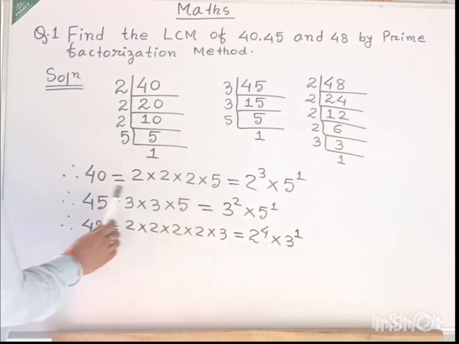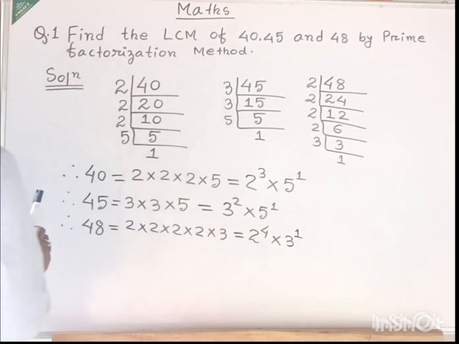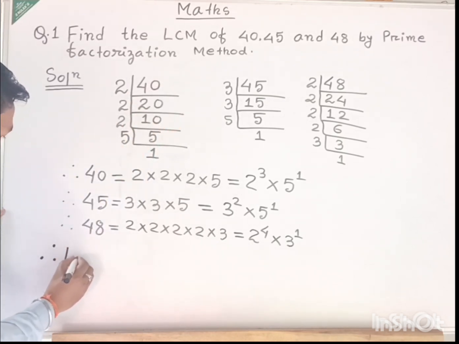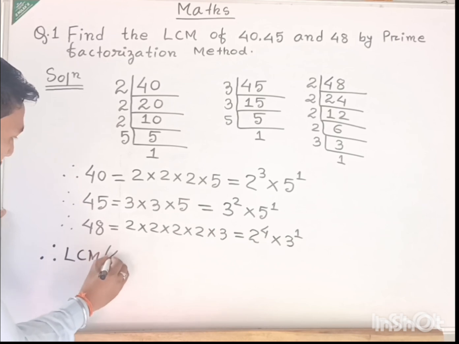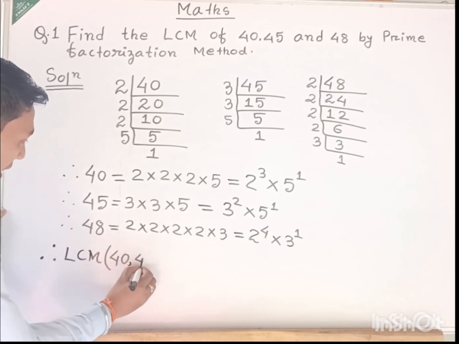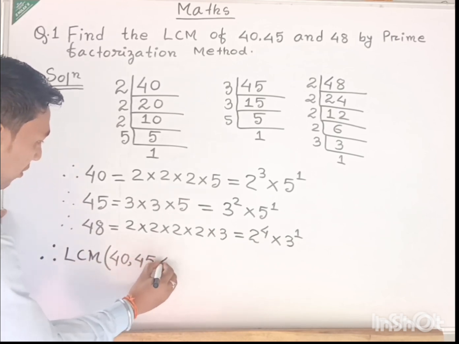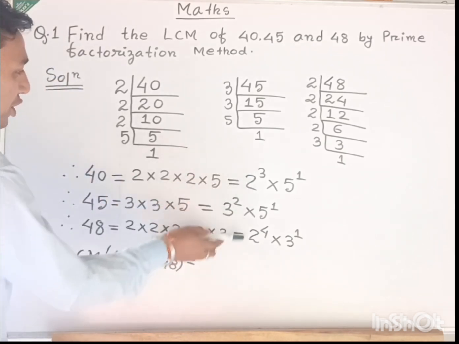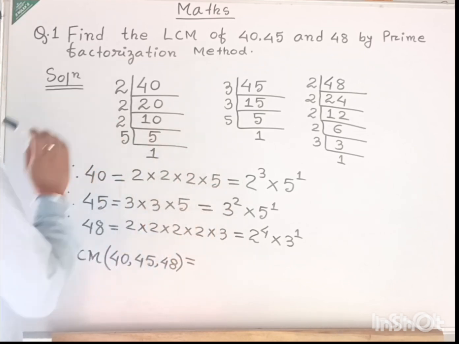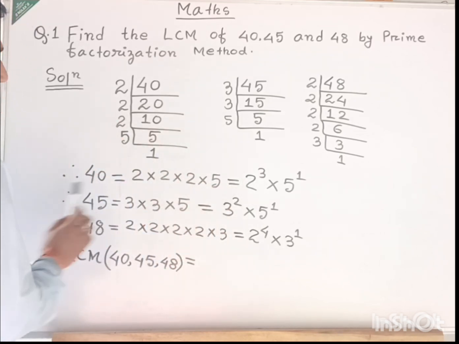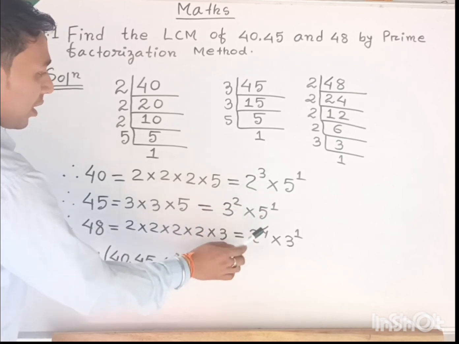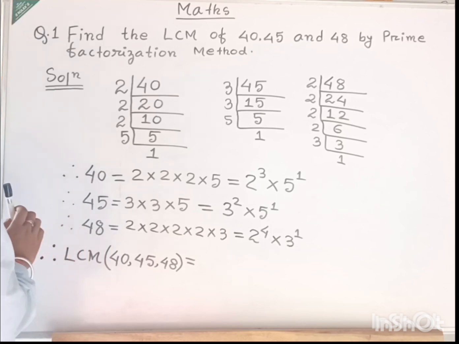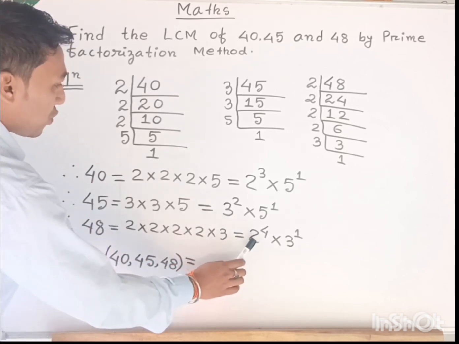After writing these factors in power form, now I will write the LCM of these three numbers. Therefore LCM of 40, 45 and 48 equals, now you check the highest power among these factors. First I will check for 2. Here we have 2 to the power 3 and here 2 to the power 4, but here we don't have 2. Among these, the highest power of 2 is 2 to the power 4.